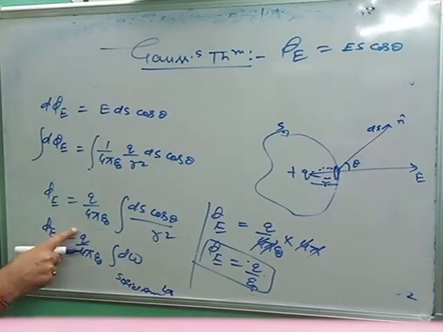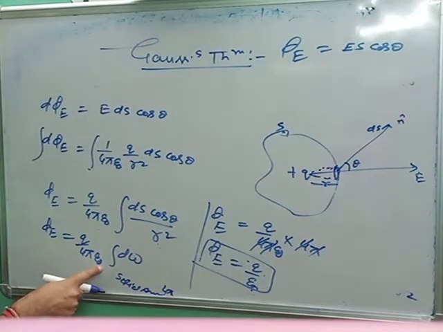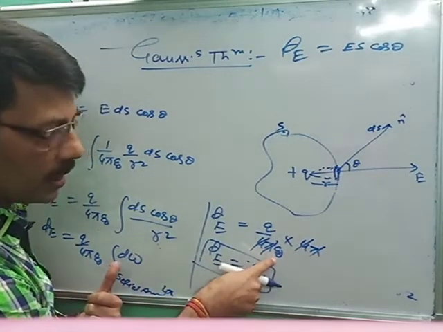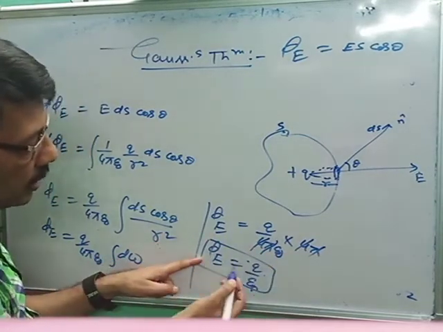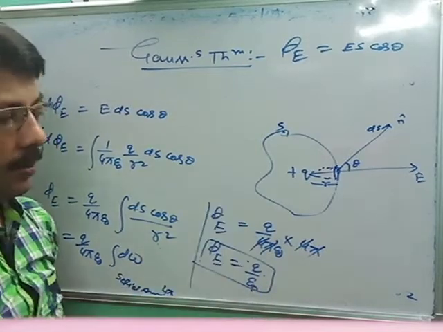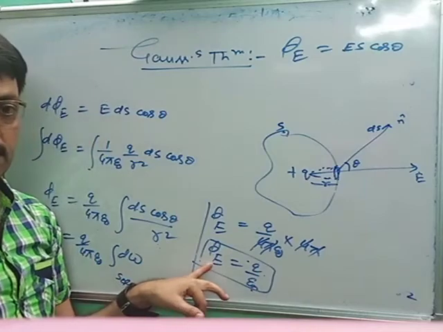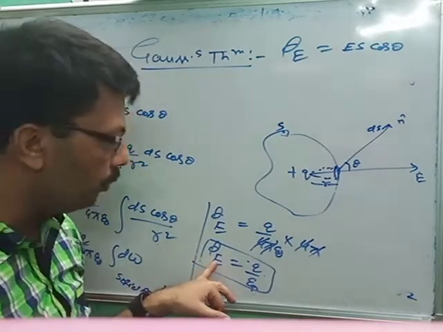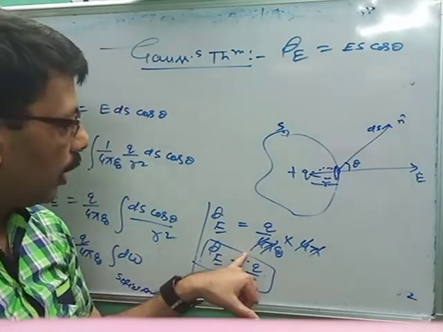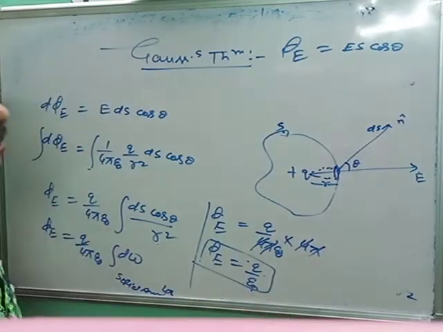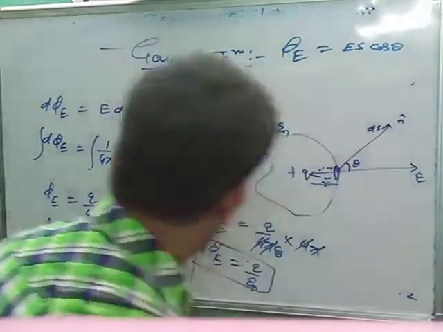So phi is equal to q upon 4 pi epsilon naught times d omega, and the value of d omega is 4 pi. The 4 pi cancels out, and we get phi is equal to q upon epsilon naught. This is all about Gauss theorem. So total flux through any closed surface is equal to 1 upon epsilon naught times the total charge. This is the point for Gauss theorem.